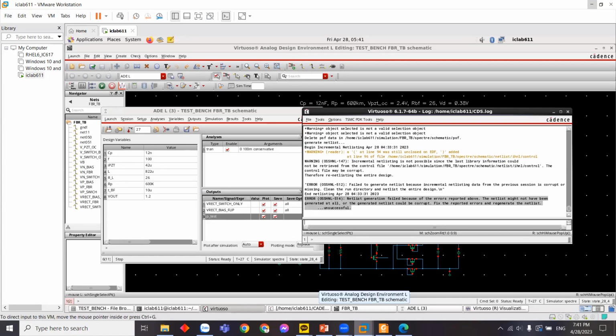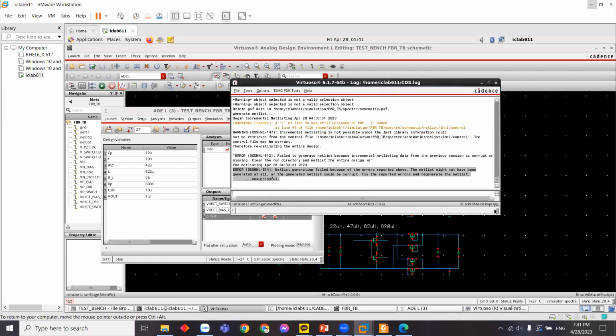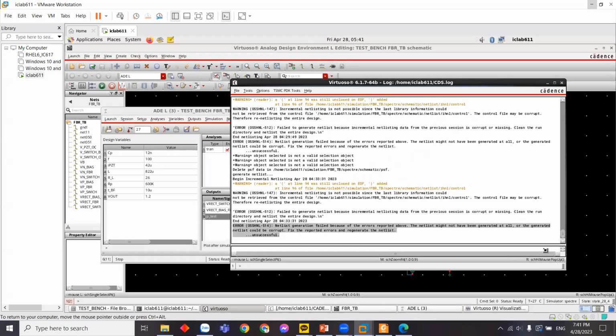I don't know why that is. I can paste this into the chat. Can you see that? Yes. Fail to generate netlist. Clean the run directory and netlist.